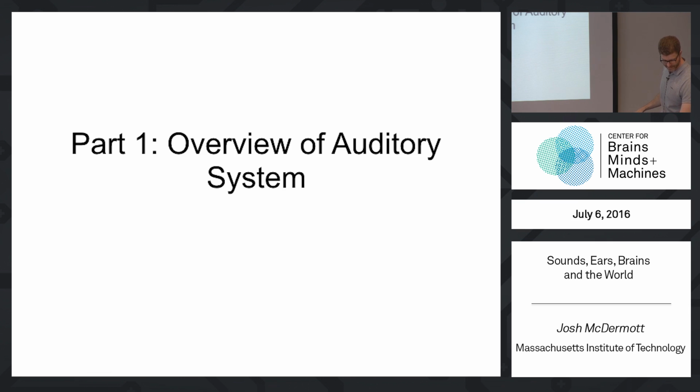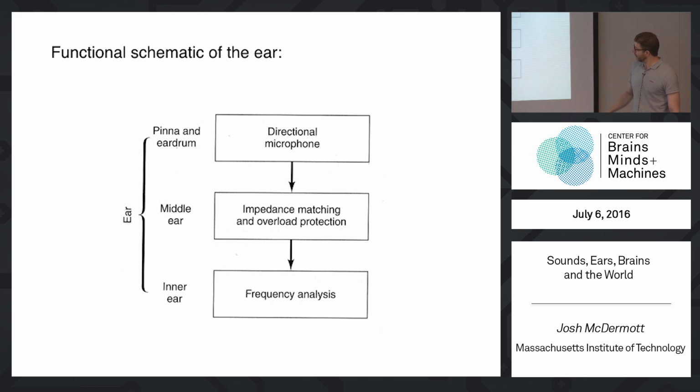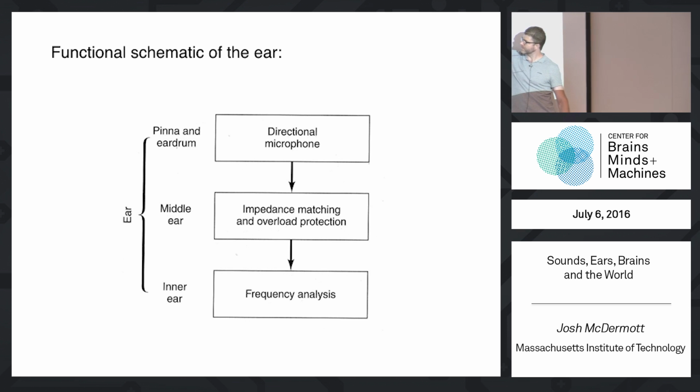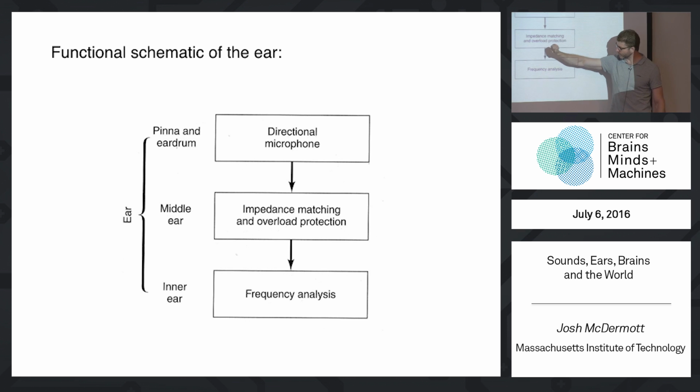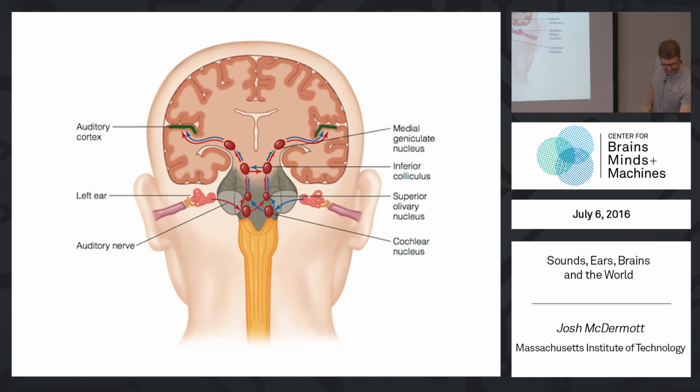All right, that's the plan for today. This is a standard functional schematic of the ear. As I said, we've got the outer ear, which consists of the pinna and the eardrum. We've got the middle ear, which is those three little bones, and then the inner ear, which is the cochlea. Each of those things has a different function.